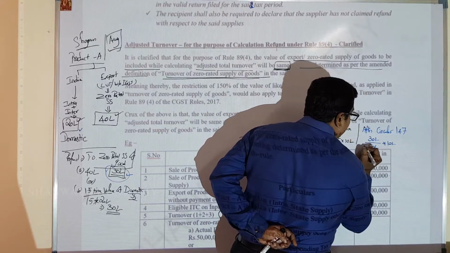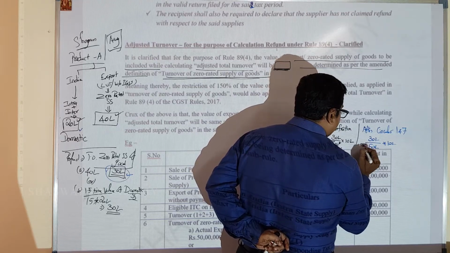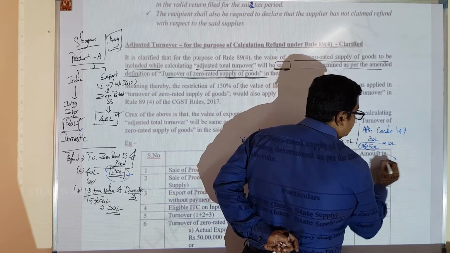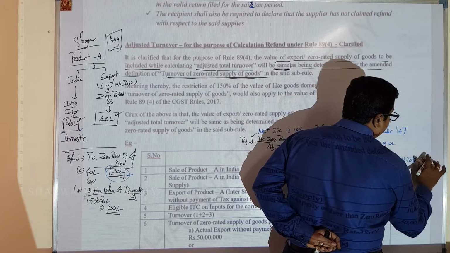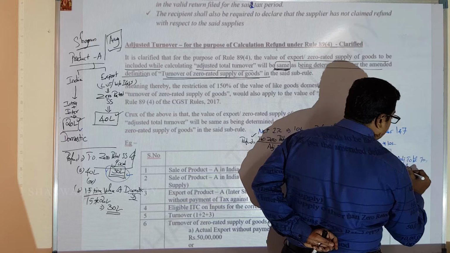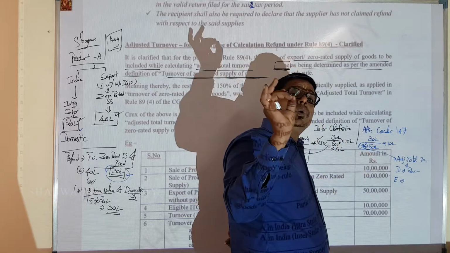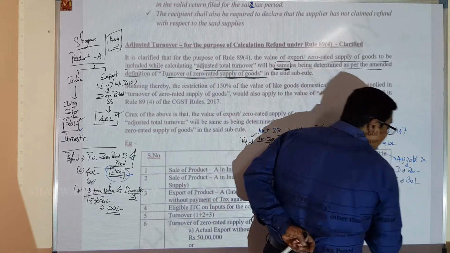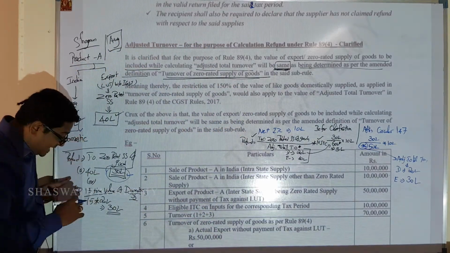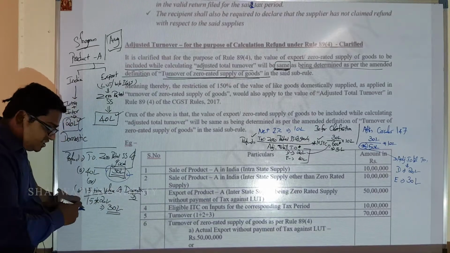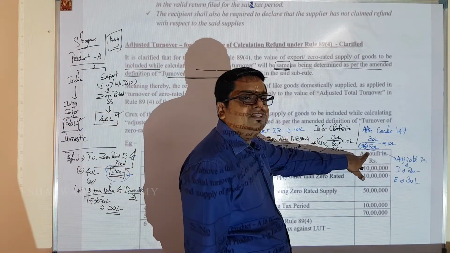And how this has come? Now adjusted total turnover, domestic 20 lakhs which is there. When we take for export turnover of zero rated supply, we will take now the act which is given in the rule. நம்ம என்ன சொன்னோம்? Actual export or 1.5 times of the value, whichever is less. And in the case whichever is less 30 தான் வந்தது. So இங்க இப்ப என்ன clarity கொடுத்தாங்க? You will be taking only this அப்படினு சொல்லிட்டாங்க.